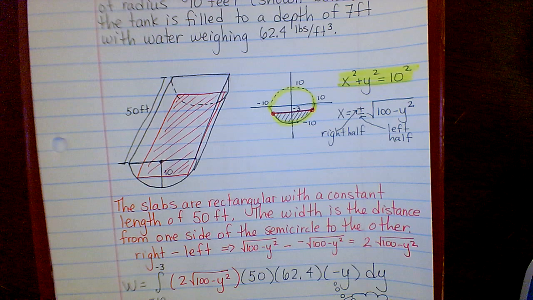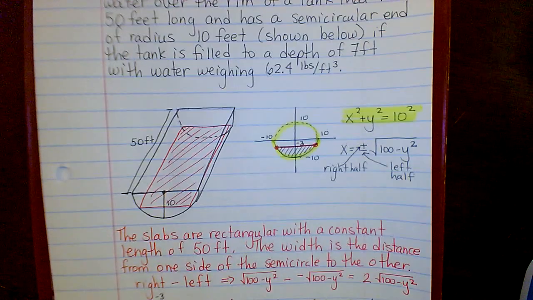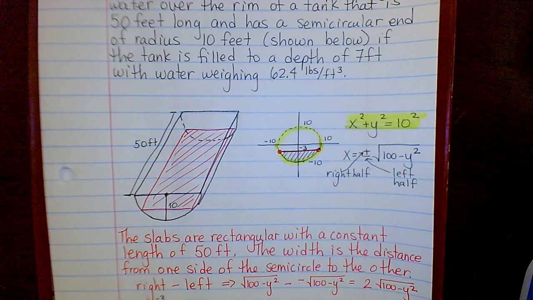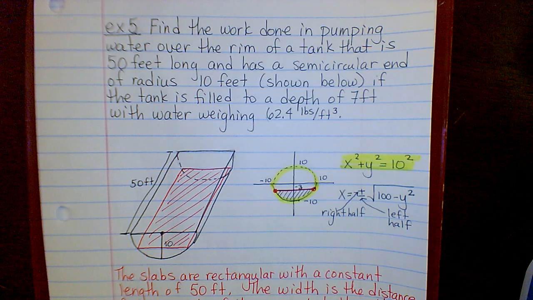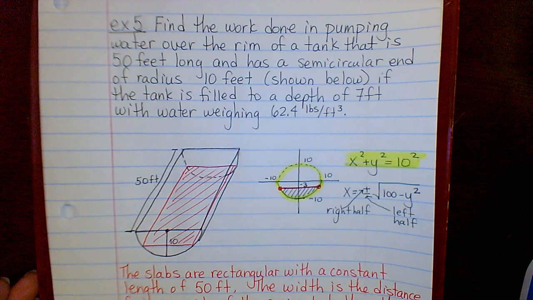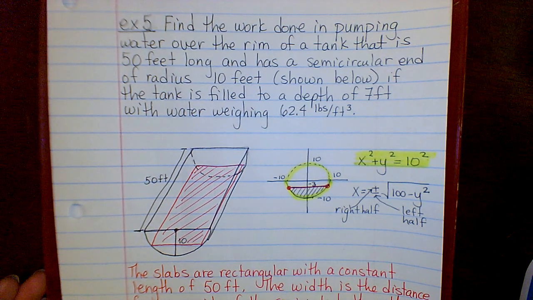Okay, one more, and this one's not going to have circular cross sections. So let's find the work done in pumping water over the rim of a tank that is 50 feet long, has a semicircular end of radius 10 feet, and I'm giving you a picture to go along with that. If the tank is filled to a depth of 7 feet with water weighing 62.4 pounds per cubic foot.